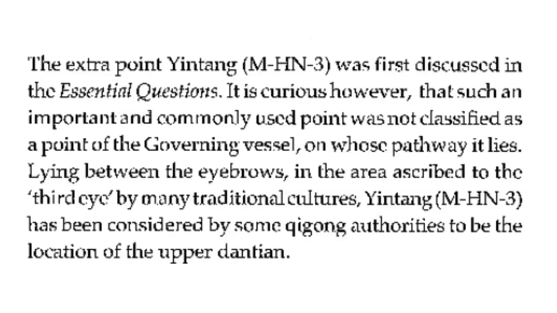The extra point Yintang was first discussed in the Essential Questions. It is curious, however, that such an important and commonly used point was not classified as a point of the governing vessel on whose pathway it lies. Lying between the eyebrows, in the area ascribed to the third eye by many traditional cultures, Yintang has been considered by some Qigong authorities to be the location of the upper dantian.